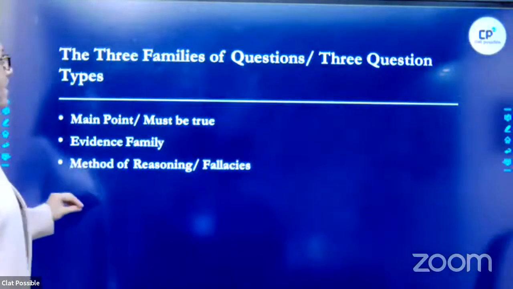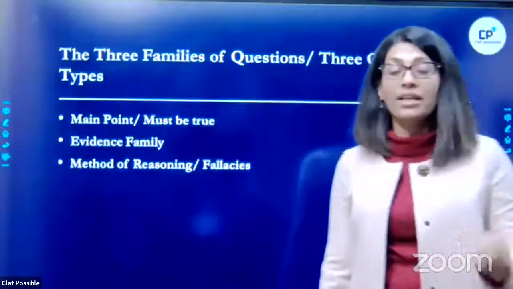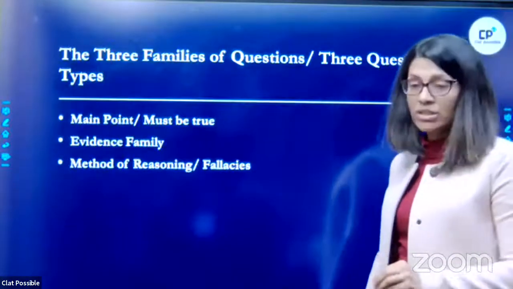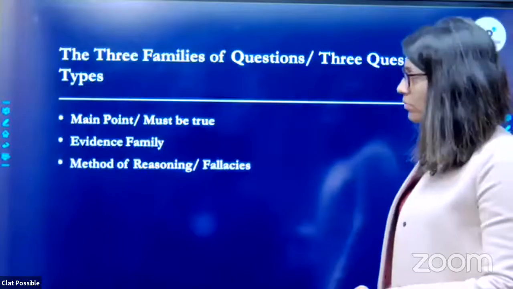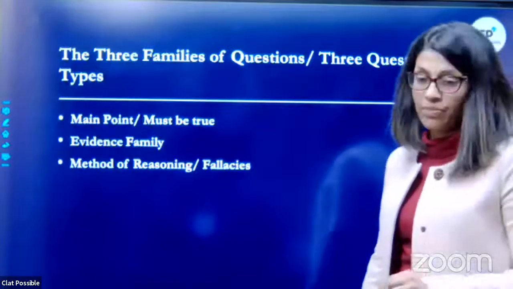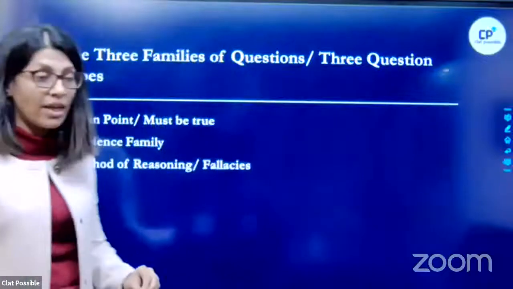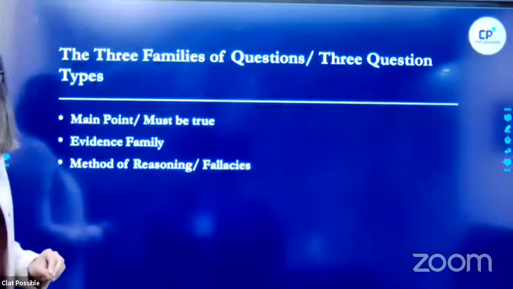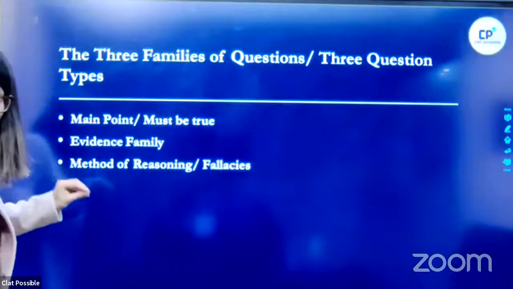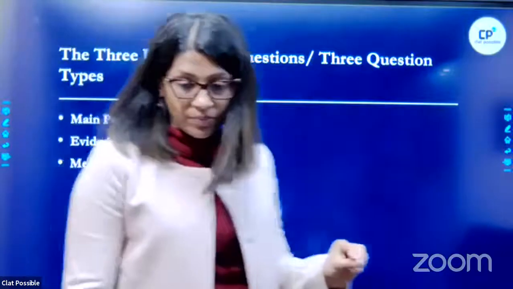And these families have been created purely on the basis of the answering techniques and the thinking techniques. So the three families of questions are main point and must be true, evidence family, and method of reasoning or fallacy questions. These cover about 99% of paragraph-based reasoning or classical critical reasoning questions. That is main point and must be true questions, evidence family questions, and method of reasoning or fallacy questions, right?